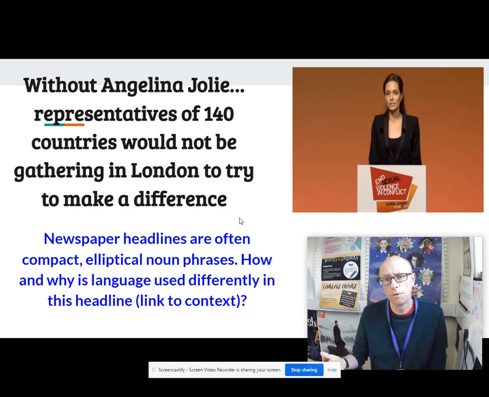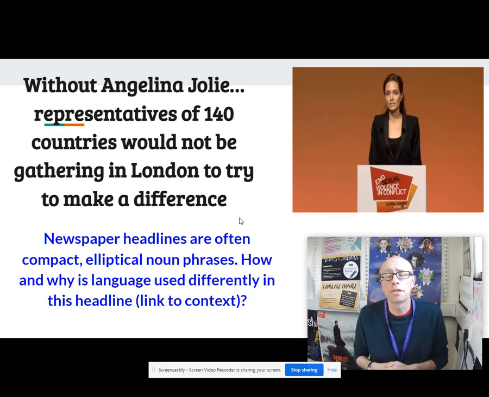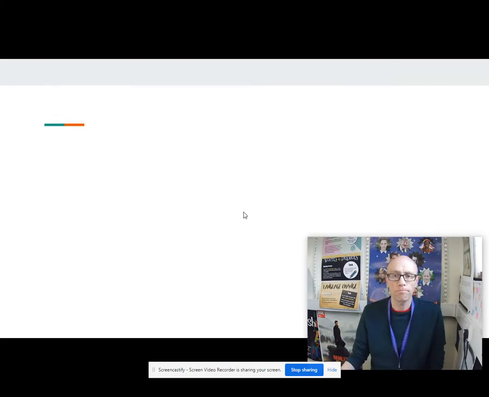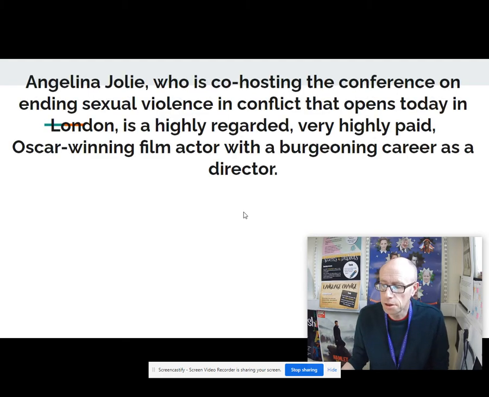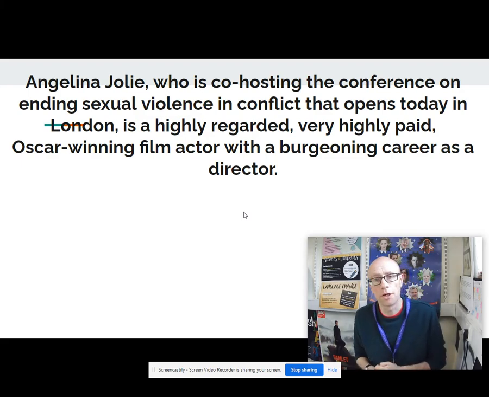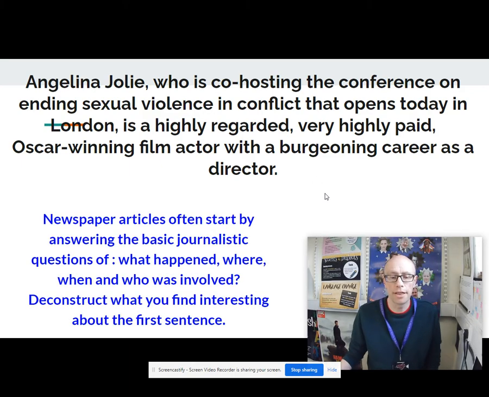Okay, so it's a full standard sentence that's being used rather than some kind of compact elliptical noun phrase. And maybe that demonstrates to us that this is going to be a full, complex argument that's being put forward, not a simplified, trivialized argument. We then swoop into the first sentence, which goes: Angelina Jolie, who is co-hosting the conference on ending sexual violence in conflict that opens today in London, is a highly regarded, very highly paid, Oscar-winning film actor with a burgeoning career as a director.